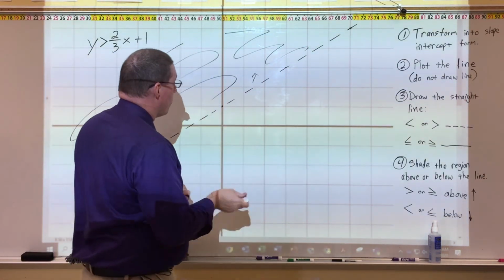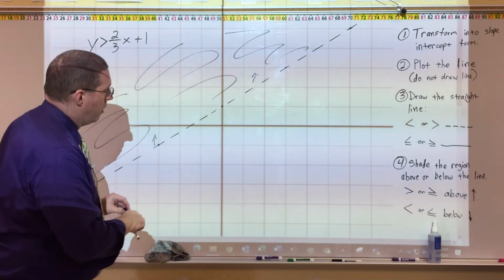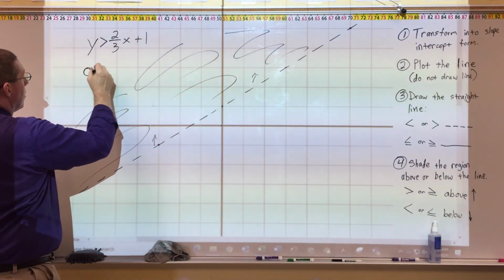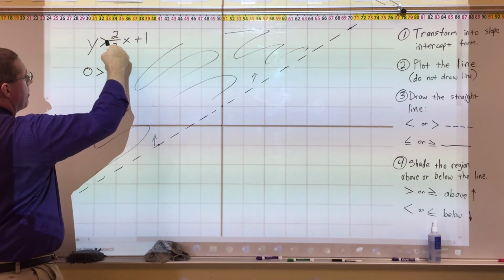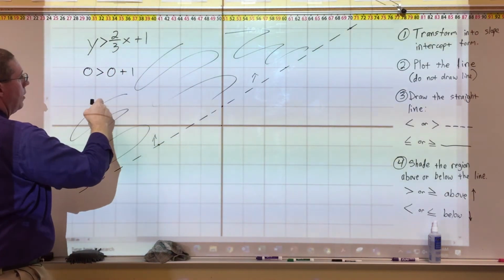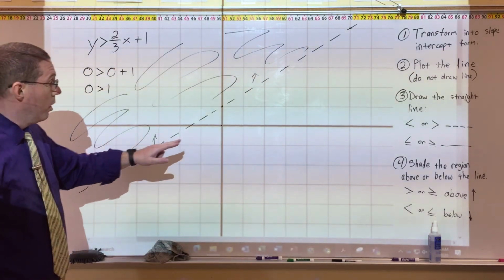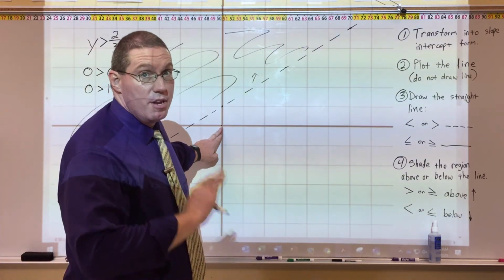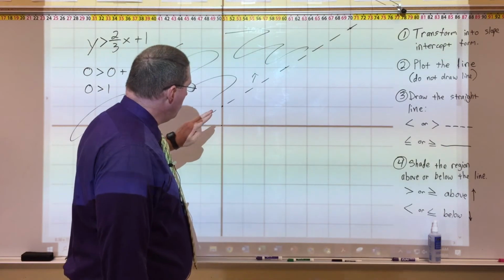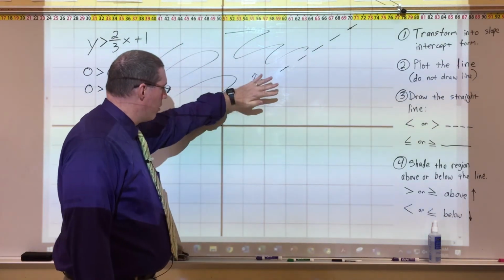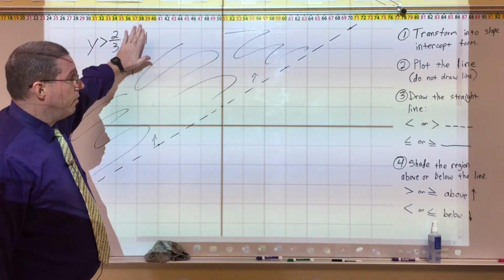I could also use the sample point, 0, 0. Okay, if I put a 0 here, 0 is greater than, 0 times 2/3 is 0, plus 1. 0 plus 1 is 1. Is 0 greater than 1? No. Therefore, the origin, 0, 0, is not in the solution region, so you would not shade the region that includes 0, 0. You would shade the other region.